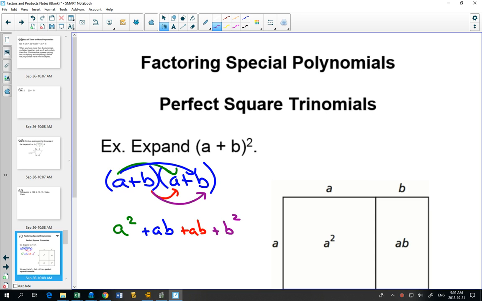Because if you multiply two things together, it doesn't matter. Normally, what we like to try to do when we multiply together is write them in alphabetical order. One of the reasons we do that is so that you can recognize that the middle ones are like terms. And because they're like terms, I can add them together. There's two ABs plus b squared.